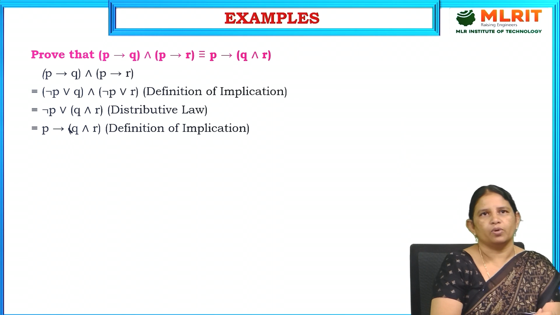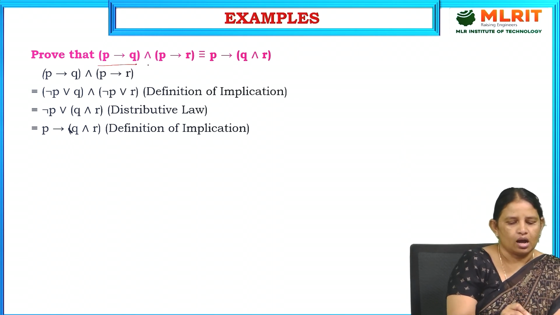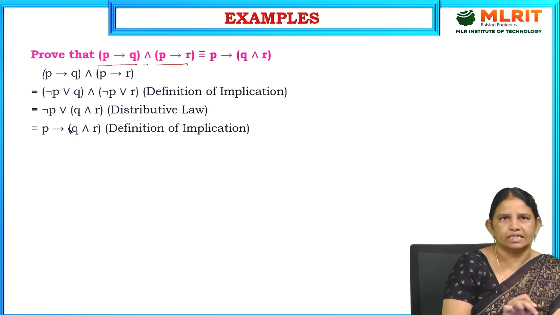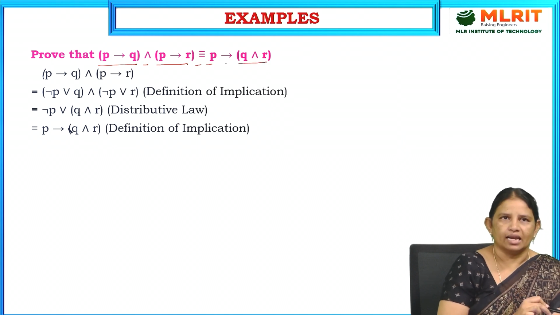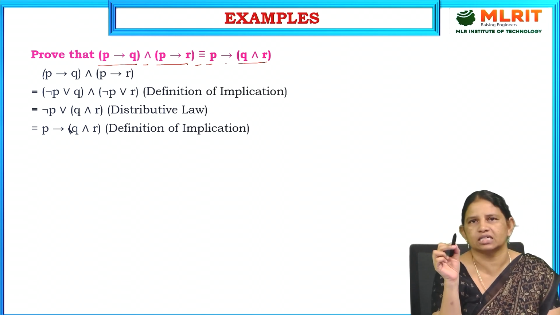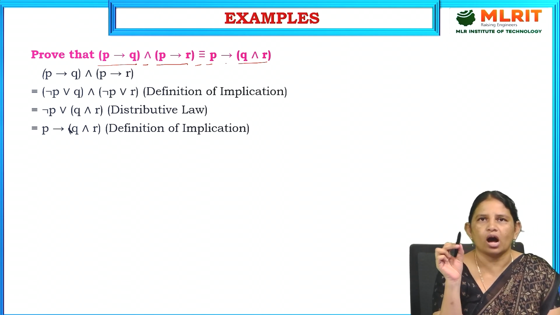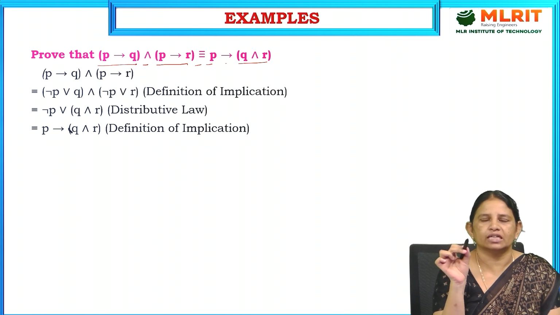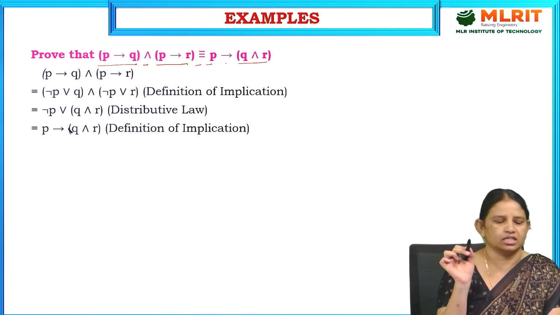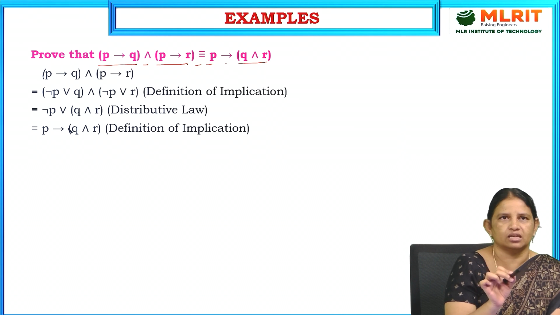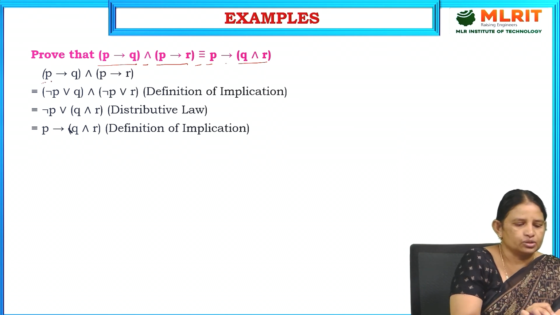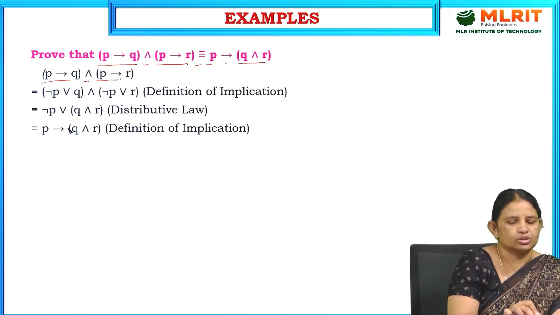Consider the third example. Prove that (P → Q) ∧ (Q → R) is equivalent to P → (Q ∧ R). Take the LHS and we need to prove that it reaches the RHS value. What is the RHS consisting of? P implies Q and R is present on the RHS. Take the LHS, apply the laws for the replacement process, and prove that the given LHS is equivalent to the RHS. What statements are present in the LHS? P → Q and Q → R.